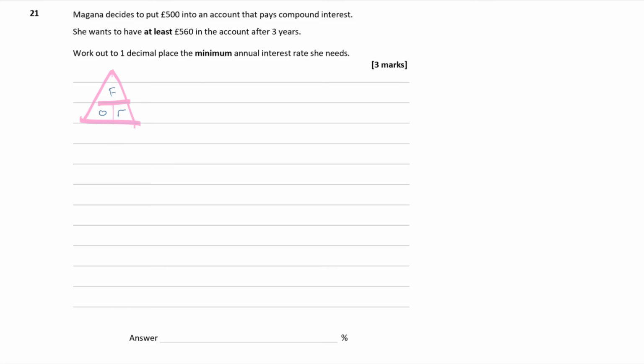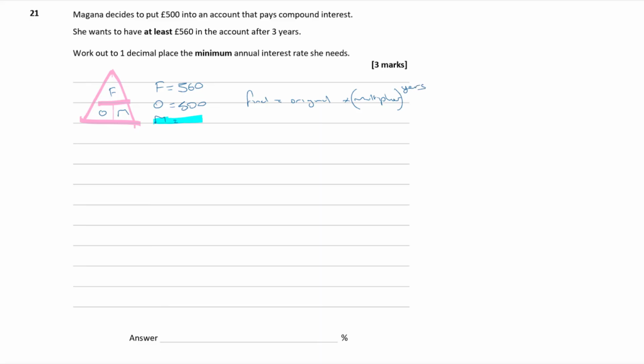Final original multiplier. So what do we need here then? What we want is the multiplier, because we don't know what the percentage is that we need. We want to have at least £500. So let's go for 560 for now, and the original is 500 as the amount that she started with. Normally the compound interest formula goes: final equals original times multiplier raised to the number of years.